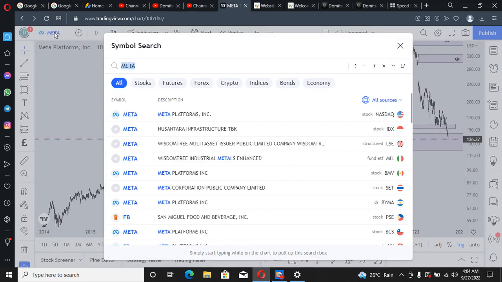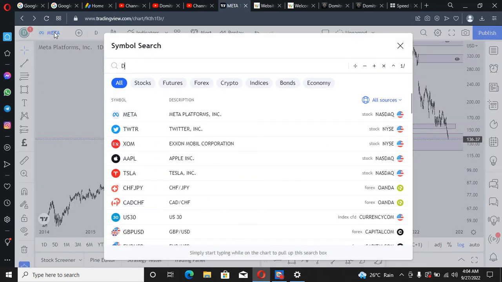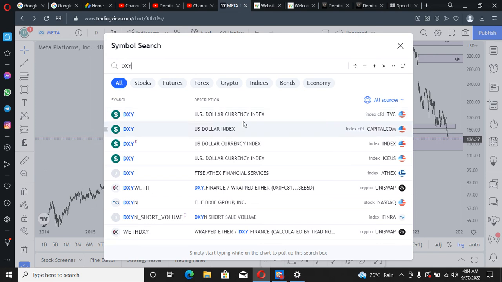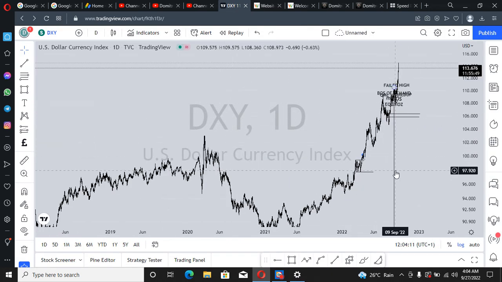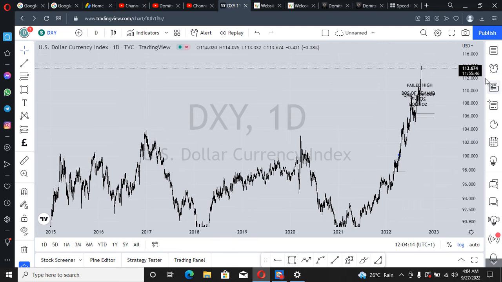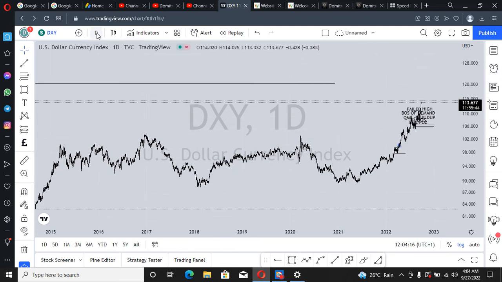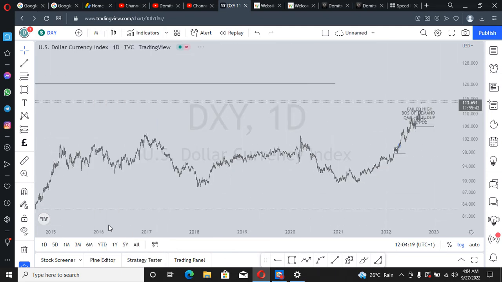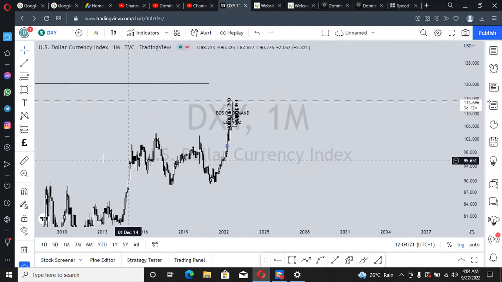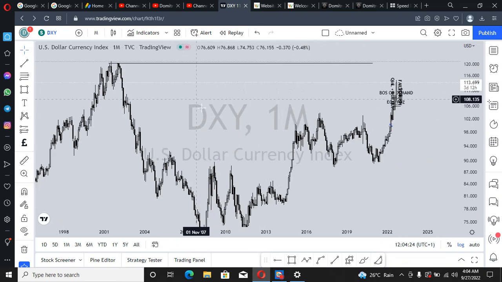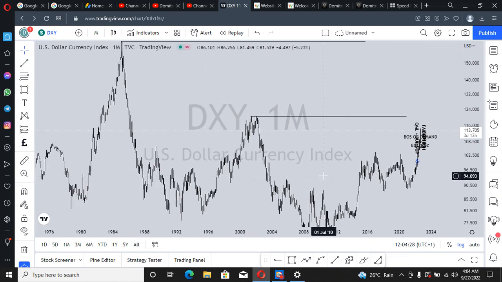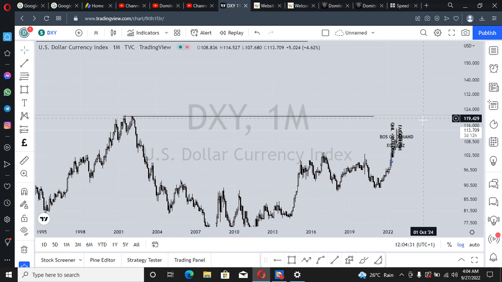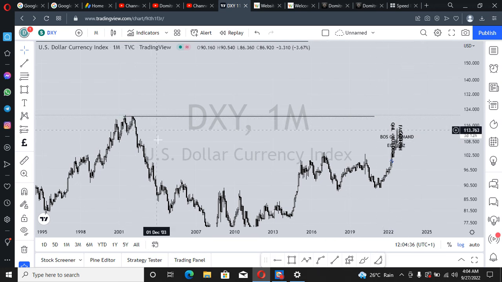If we look at the DXY, the dollar index, I'll show you something. We have buy stop liquidity resting on this high. In my own view, I'm expecting the dollar to trade higher and grab the liquidity you are seeing on this high.